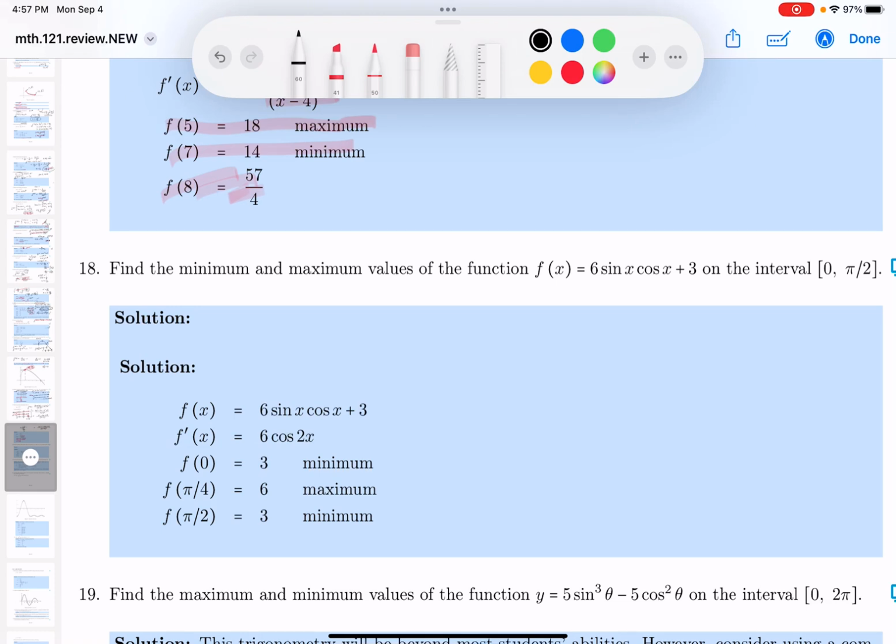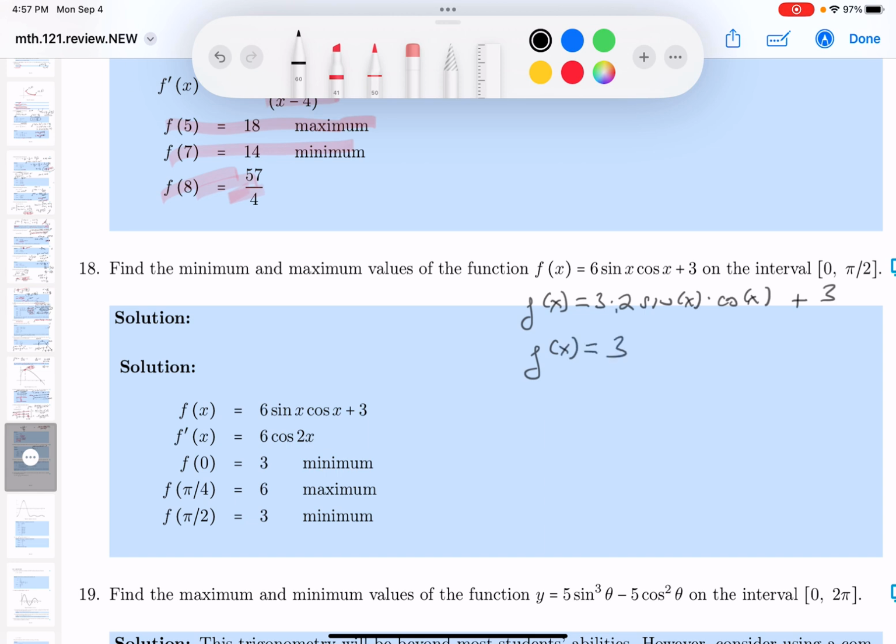All right, let me take a look at this, and I'm looking at f of x first. The first thing I'm going to do is write down 6 is really 3 times 2. And then I see sine x cosine x plus 3. Now someone says, why would you do that? It makes it easier for me. Now if it doesn't make it easier for you, you wouldn't have done that.